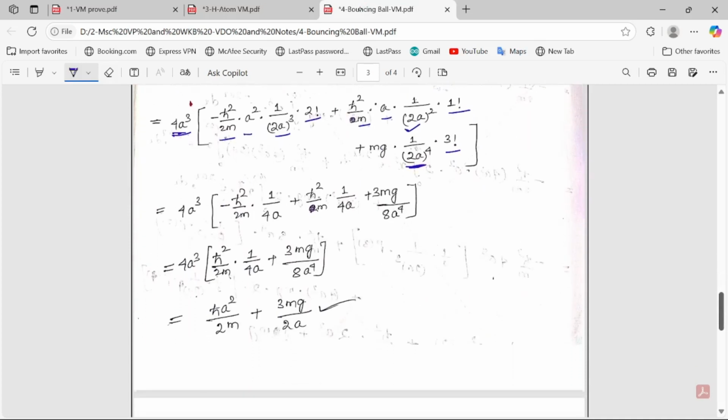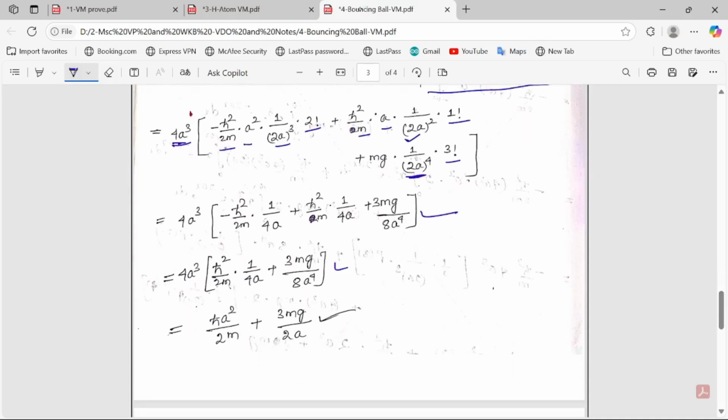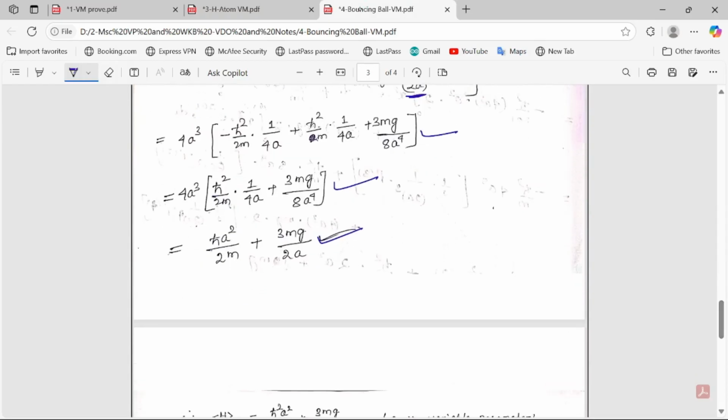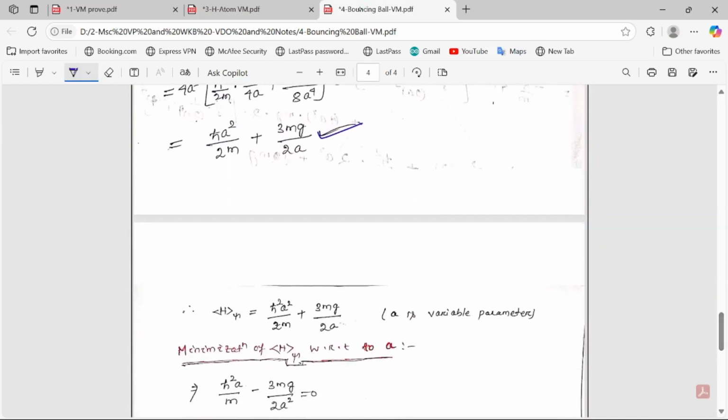You just simplify further. All the steps I have written clearly. You just simplify and you can finally find the expectation value of the Hamiltonian is your this one, h cut square a square by 2m plus 3mg by 2a.